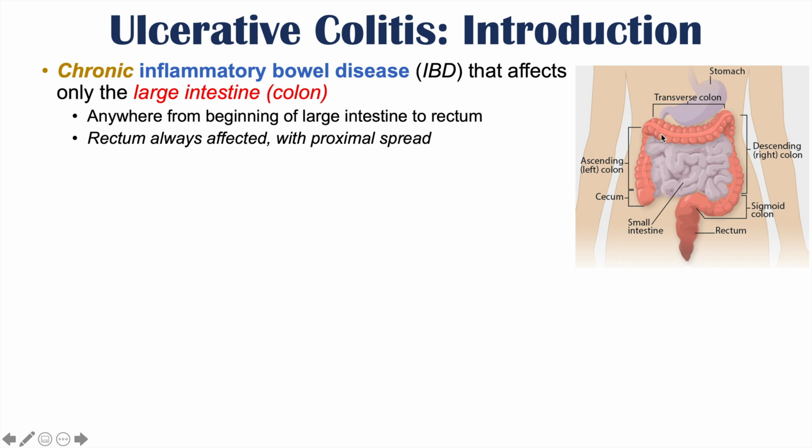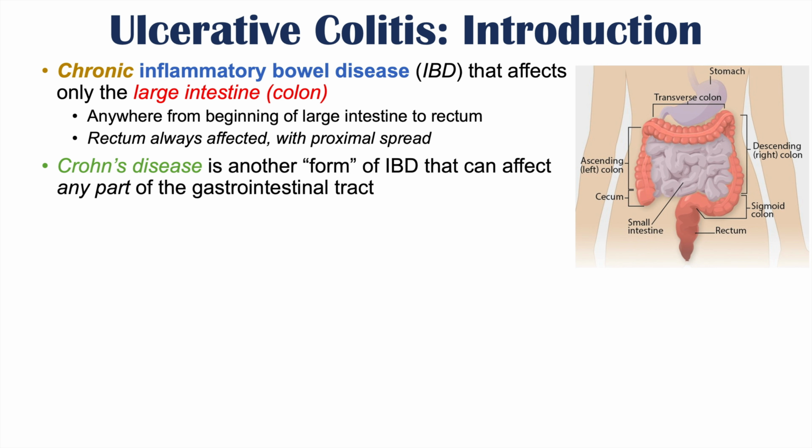Now, Crohn's disease is another form of inflammatory bowel disease that can affect any part of the gastrointestinal tract. With Crohn's disease, it can affect anywhere from the mouth to the perianal region. So it differs from ulcerative colitis in this way, and it's going to differ in its clinical presentation as well because of where it affects in the gastrointestinal system.